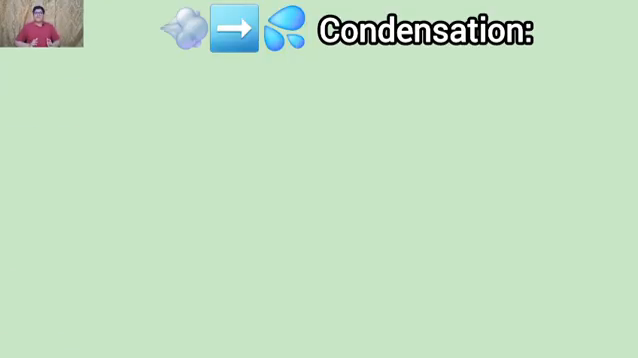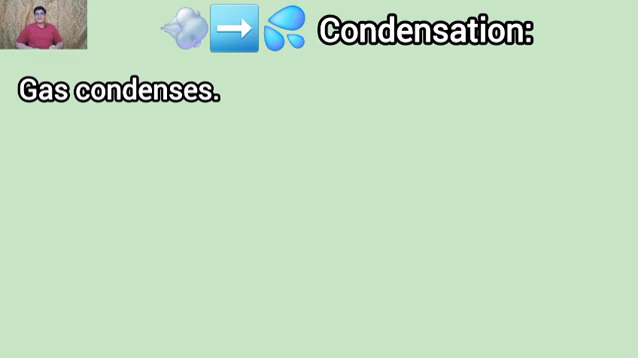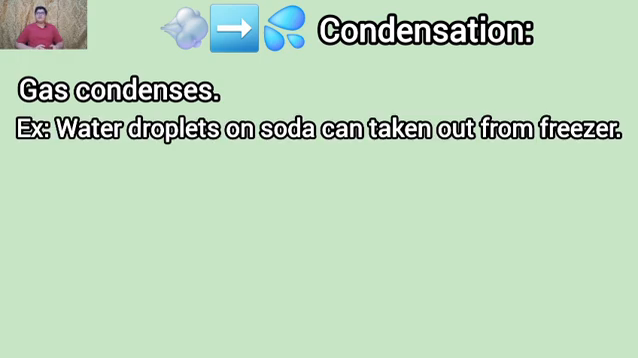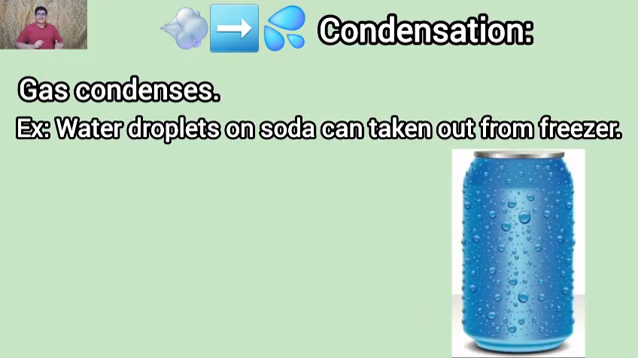So this was evaporation. Now let's talk about gas to liquid, which is known as condensation. When a gas turns back into a liquid, it condenses. Let me give you an example of condensation. When you put a can of soda into the freezer and take it out, you will see that there are many water droplets on the can.